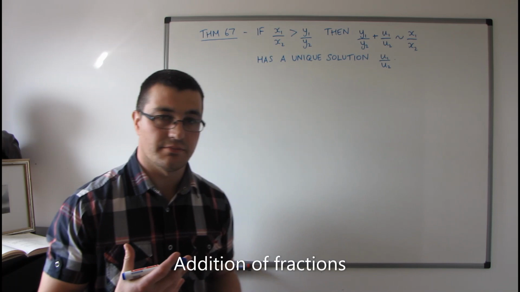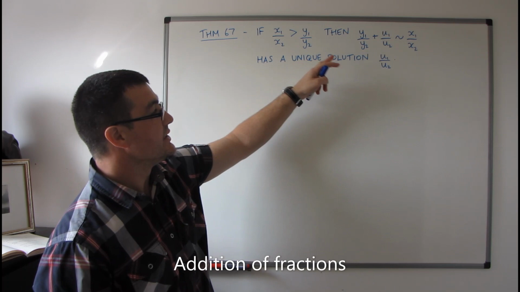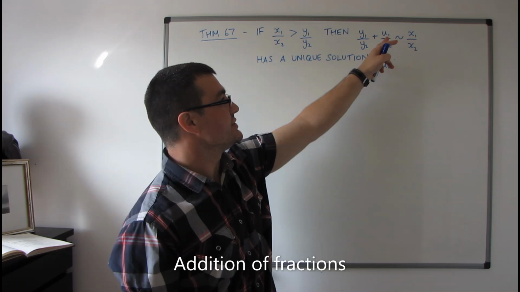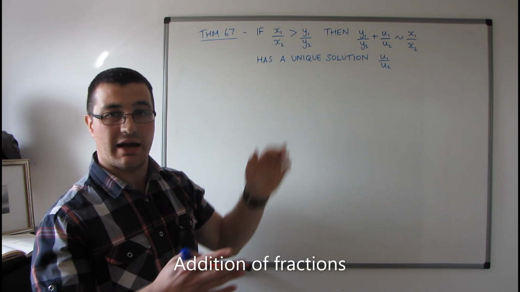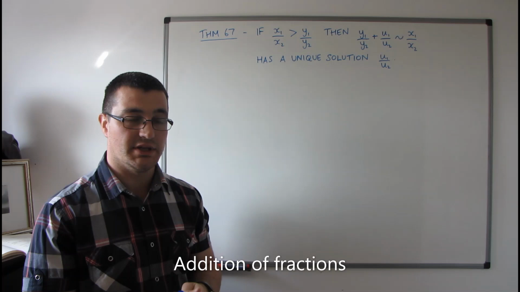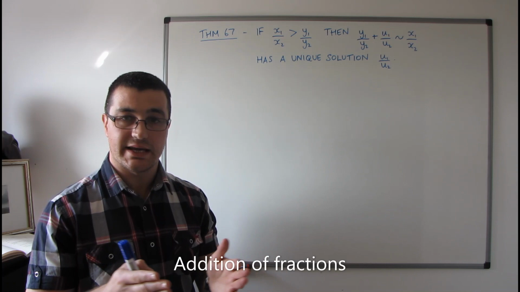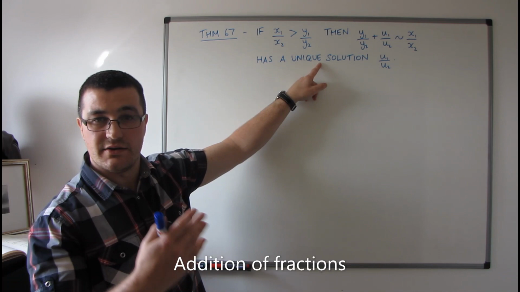It says that if x1 over x2 is greater than y1 over y2, then, think of this as maybe an equation, y1 over y2 plus u1 over u2 is equivalent to x1 over x2 has a unique solution, u1 over u2. So unique is meant in the sense that if you have two solutions, they will be equivalent fractions. So they're not necessarily equal, because we don't have a concept of equality of fractions, but they will be equivalent fractions. So unique has a very particular meaning in this context.